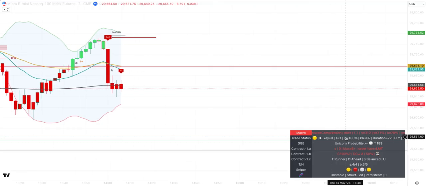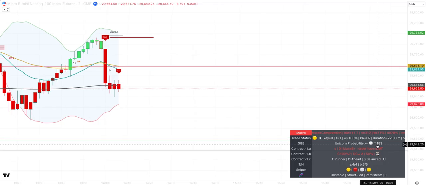It's not bad. The first sample it hit TP, so shout out to that. But it took 22 bars, which is 44 minutes. This is a grinder. 44 minutes in a trade is kind of crazy, but it's not unusual. It happens on MNQ often.